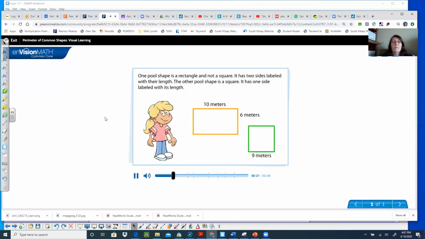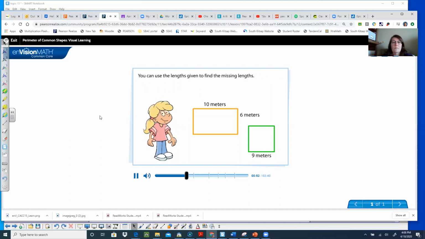One pool shape is a rectangle and not a square. It has 2 sides labeled with their length. The other pool shape is a square. It has 1 side labeled with its length. What is the perimeter of each pool? How do you think the pictures can help you find the perimeter?